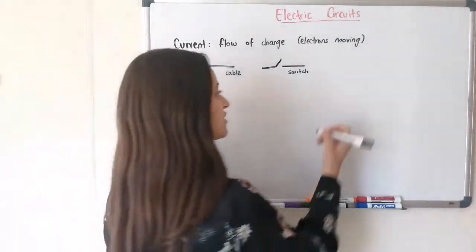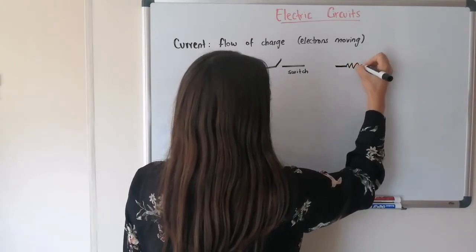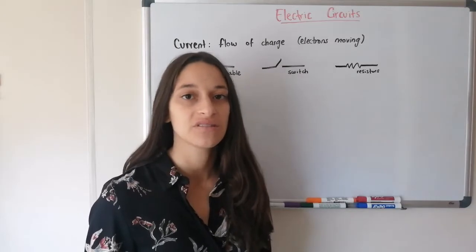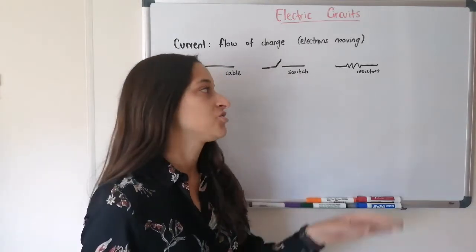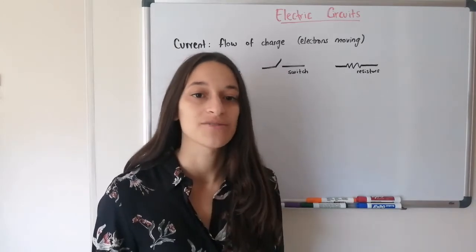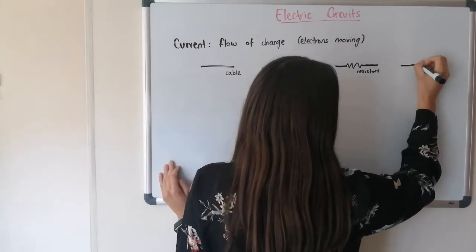We also have resistors. Resistors are drawn as this zigzag line. They are this thing that you can put in a circuit and it decreases the amount of current that passes through. So the higher the resistance of the circuit, the less current will pass through it. We also have lamps. They can be drawn like this.